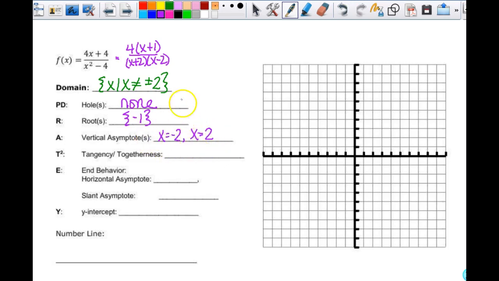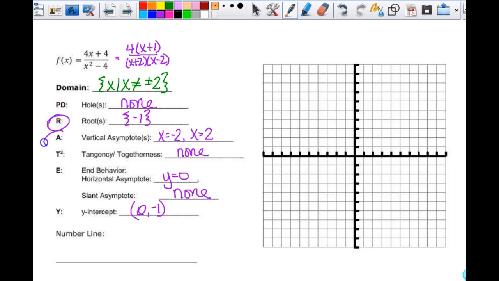Look very carefully here. Here I put plus or minus 2, totally acceptable. Even if it was here, totally acceptable. When I am writing equations of lines, not okay. I have no tangency or togetherness. It is bottom heavy, so y equals 0, which means I do not have a slant asymptote. And then my y-intercept is going to be 0, -1.